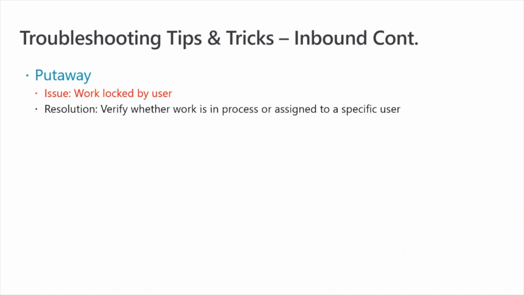For the put away process, if the material handler or user who is performing the put away from the inbound dock to the storage location receives an error when they scan the license plate or work ID that says the work is locked by a user, then the resolution is to verify whether the work is already in process by another user. Perhaps somebody scanned it and walked away to acquire a piece of equipment to actually move it, or perhaps a supervisor or manager has actually specifically assigned that work to another user.